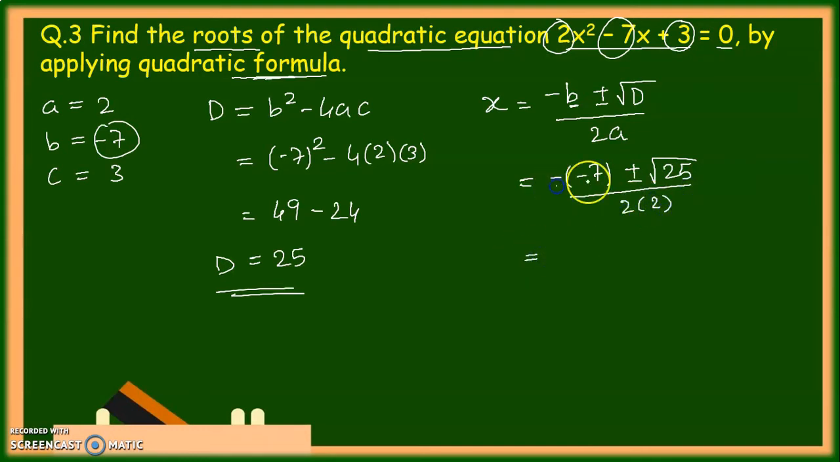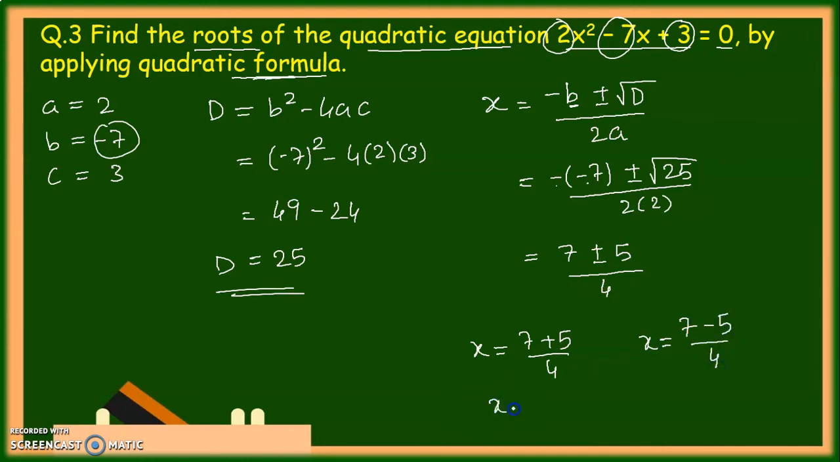So if you simplify here, minus minus become plus, so this is plus 7 plus or minus under root 25, that will be 5. Here plus or minus is already given, divided by 2 into 2, that is 4. So here we will get the two values of x. If you take 7 plus 5 divided by 4, we will get one value, and for the second value we will take the minus sign, that will be 7 minus 5 divided by 4.